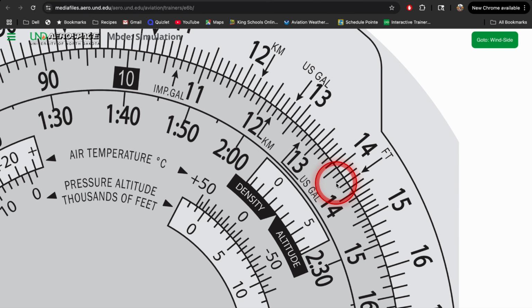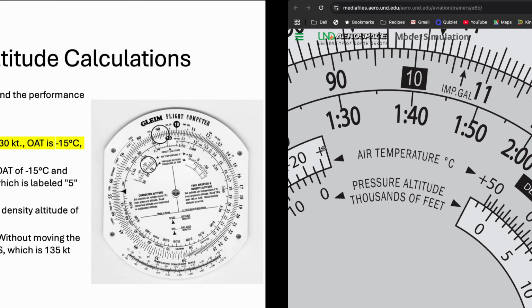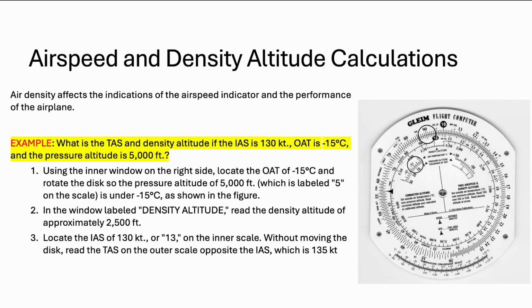So this 130 is going to represent our indicated airspeed. Look opposite to that, and that will give you your true airspeed, which is the speed that you're actually traveling through the air. So here's 130, 131, 32, 33, 34, 135. Between 134 and 135 is our true airspeed due to that air density. So in the example, we just rounded up to 135 for the answer.